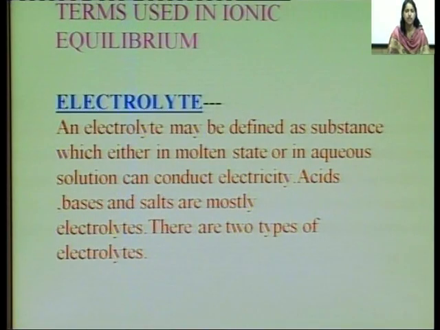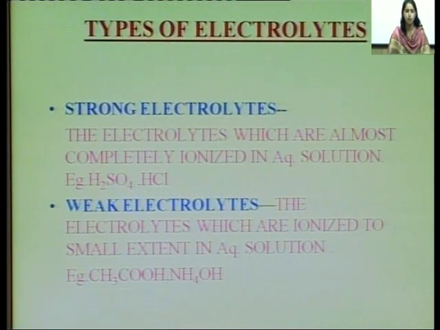They are acids, bases and salts. There are two types of electrolytes. One is strong electrolyte and second one is weak electrolyte. The electrolytes which are almost completely ionized in aqueous solution, for example, sulfuric acid and hydrogen chloride. Strong electrolyte is that electrolyte which is almost completely ionized. So, the important examples are sulfuric acid and hydrochloric acid.